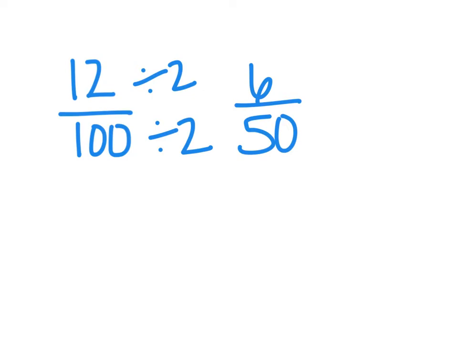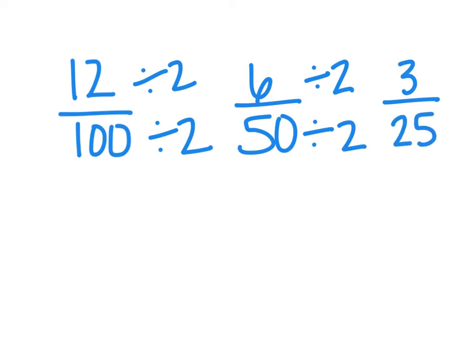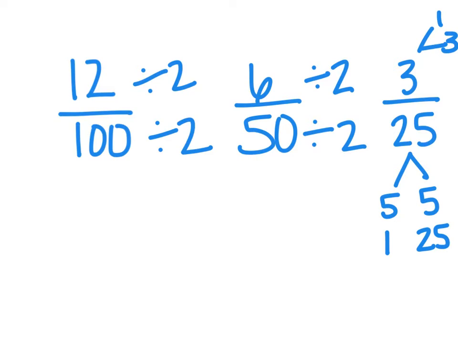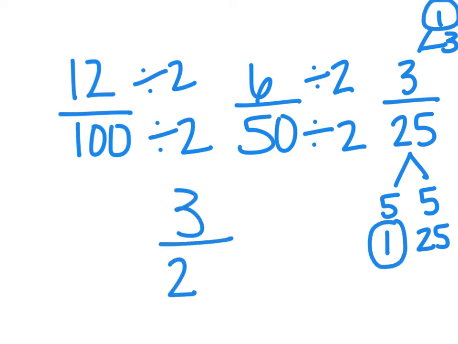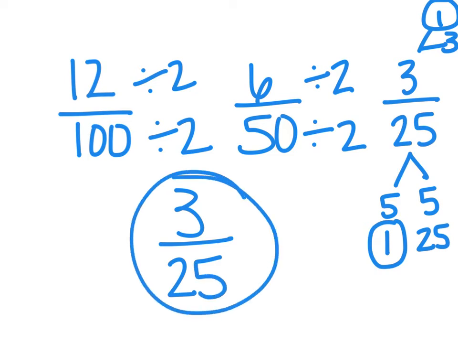So I notice again that both these are divisible by 2. And now I get 3 and 25. Now I need to work a little bit to make sure that there's no other common factor. Since the only factors of 3 are 1 and 3, I need to make sure that I could not divide this bottom number, 25, by 3. The only factors of 25 aside from 1 and 25 are 5 and 5. So the only common factor they have is 1, which means that 3/25 is the simplest form that you can get.